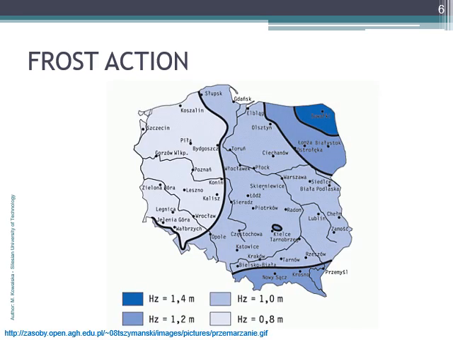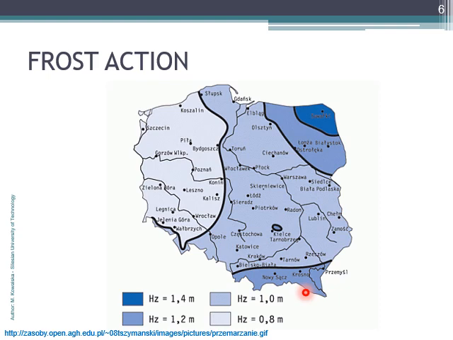In this picture, you see the map of Poland with the frost penetration depths, because at least in Poland, the frost penetration can reach 80 centimeters, or in the coldest regions, 1.4 meters. And so this is the maximum frost penetration depth in Poland.